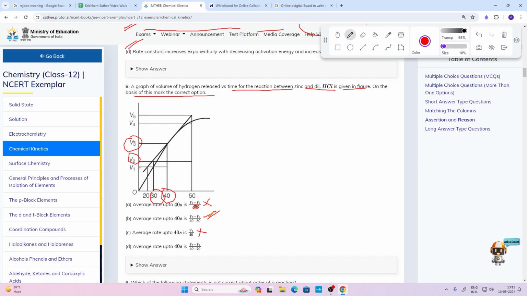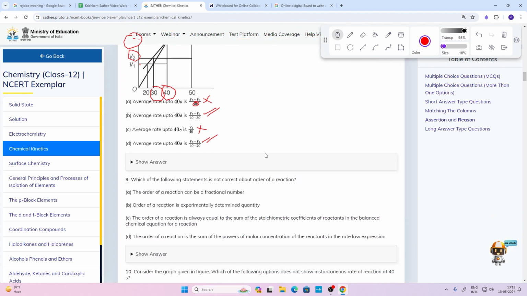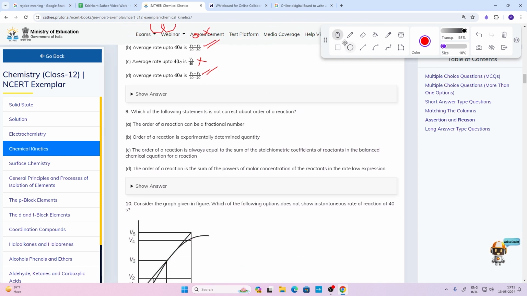So this one is correct, right? And this one is also correct. So both are correct. So again, two options are correct. Next is, which one of the following statements is not correct about the order of reaction? Order of reaction can be a fractional number. So we have seen this.